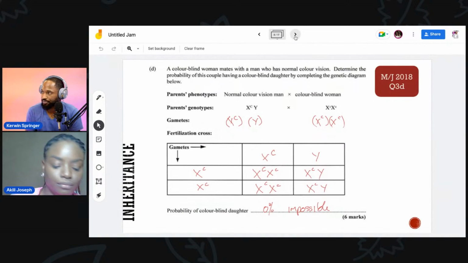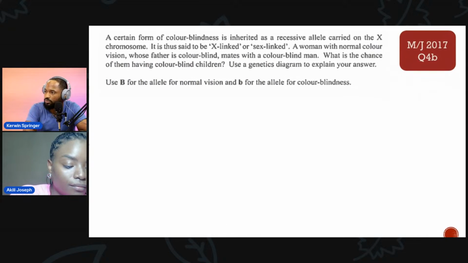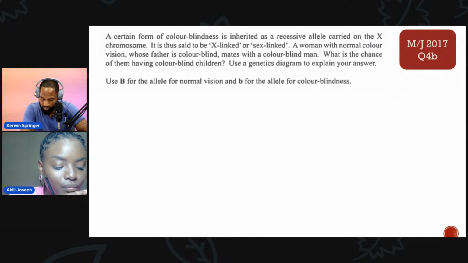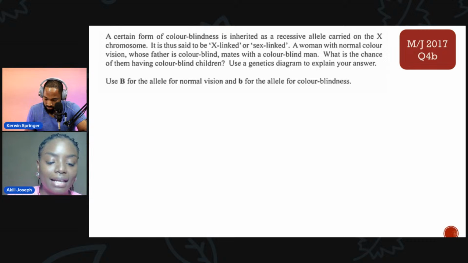Next slide. So this is the next one. A certain form of color blindness is inherited as a recessive allele carried on the X chromosome. It is thus said to be X-linked or sex-linked. A woman with normal color vision, whose father is colorblind, mates with a colorblind man. What is the chance of them having colorblind children? Use a genetics diagram to explain that.